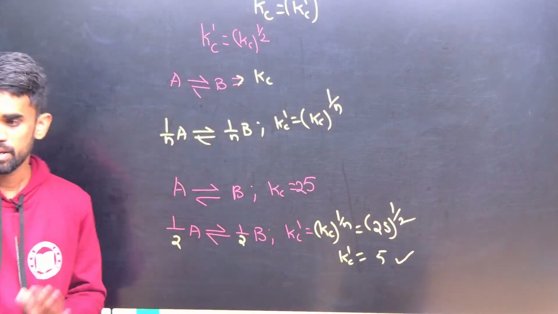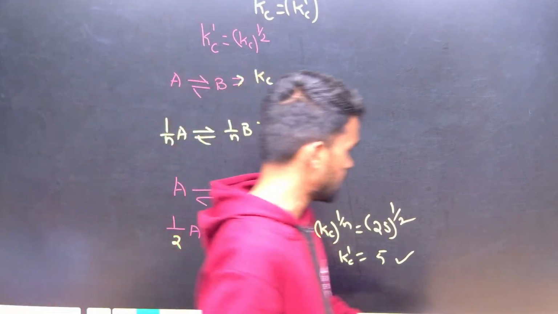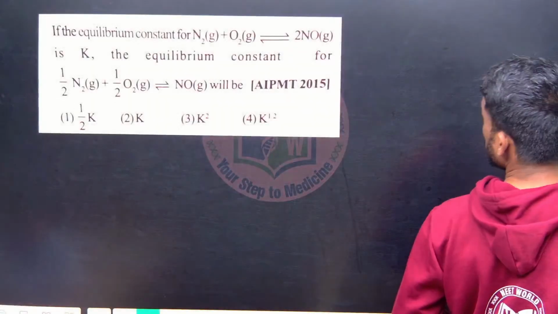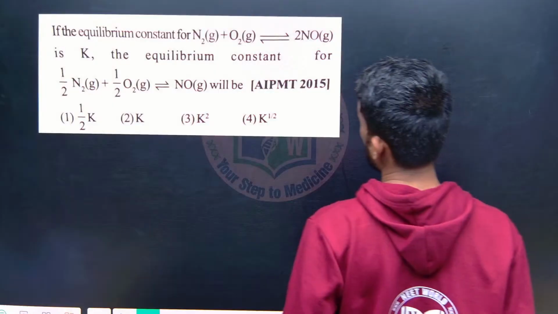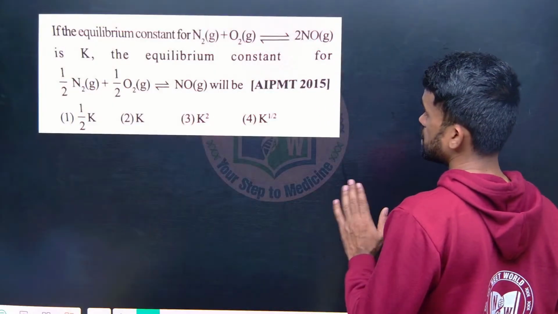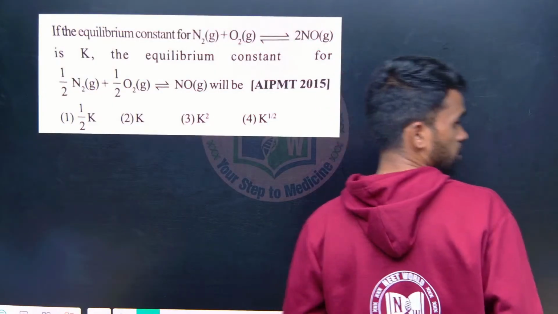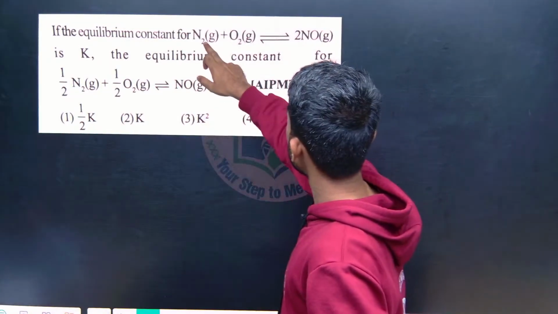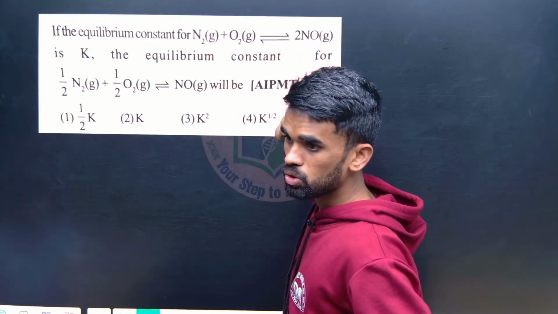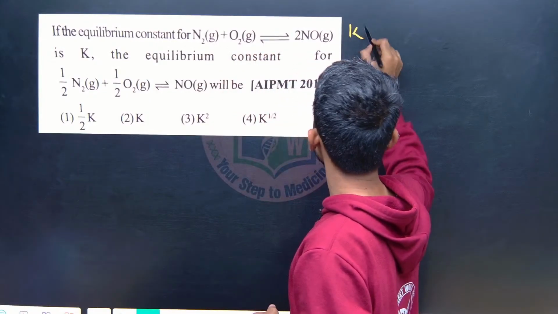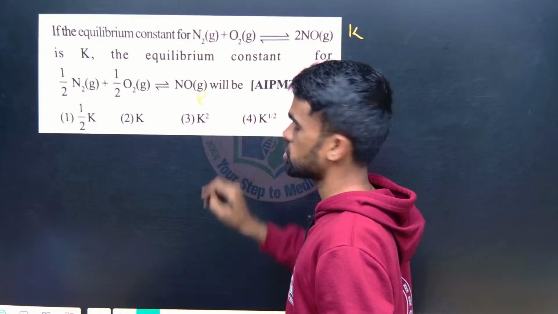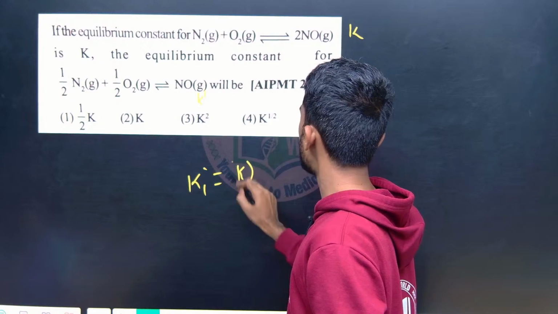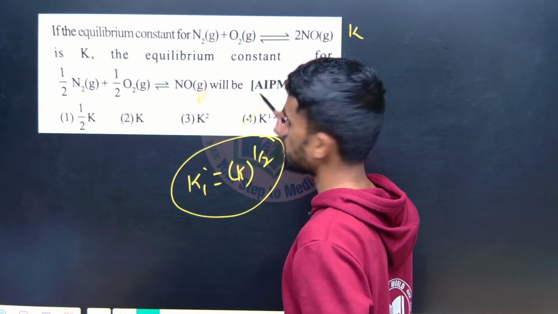Hope it is clear. Yeah, remaining things we will discuss in the next class. Just tell me your answer for this one question. Very simple question. Just look and tell me your answer. Fourth option. How is it the fourth option? See, the reaction is divided by 2. So for this I am saying K, for this K dash. So K dash will be equal to, since the reaction is divided by 2, K to the power 1 by 2. That's it. Very simple, right?